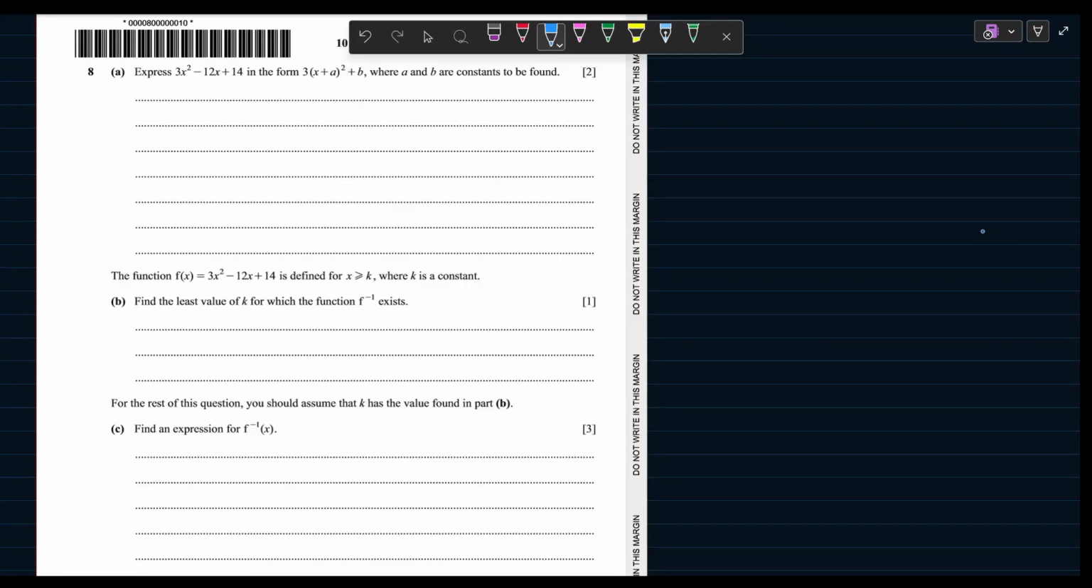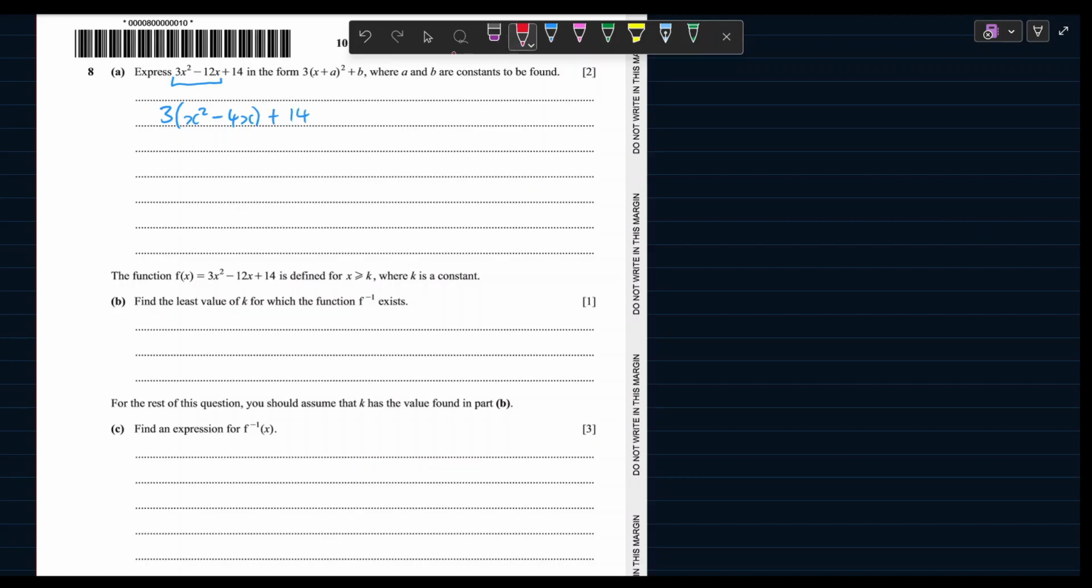Question number 8. Express 3x squared minus 12x plus 14 in the form 3(x plus a) squared plus b, where a and b are constants to be found. Alright, so let's start by factoring out a 3 from the first two terms. So that's going to be 3, and you've got x squared minus, if you factor out a 3 from 12, you get 4x, plus 14.